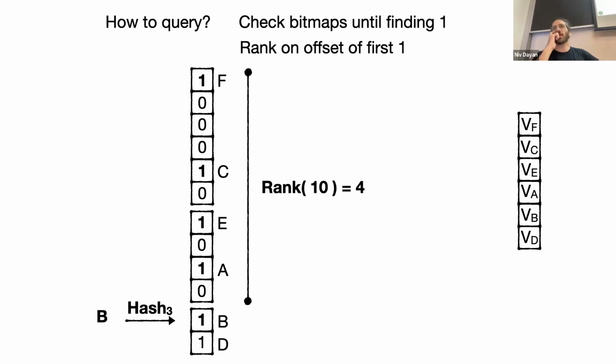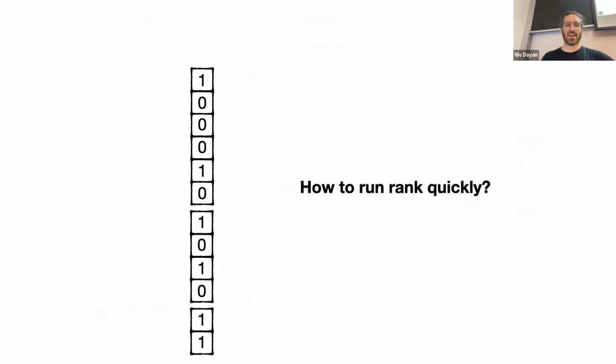You could also store prefix subsets, so you don't have to do the full RAM. Even if you combine them, you don't have to do all that work all the time. Well, yes, you're preempting me. So how do we run rank quickly?